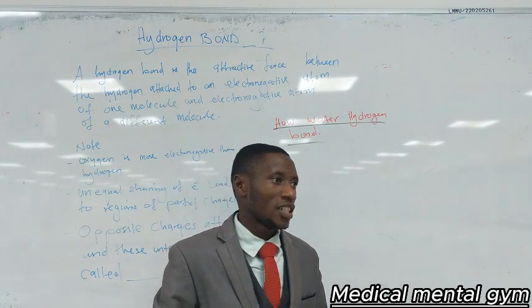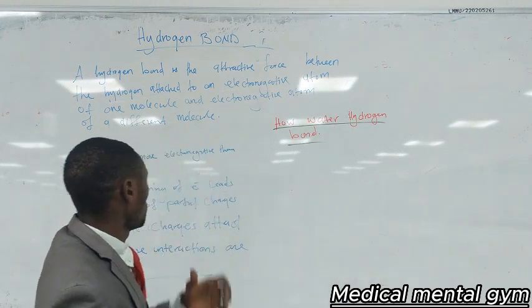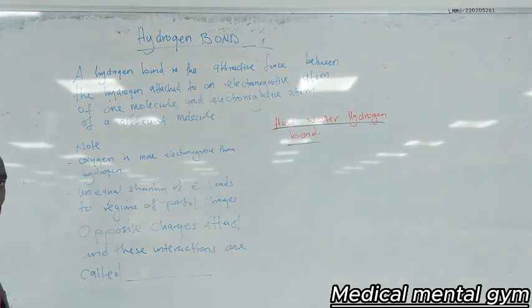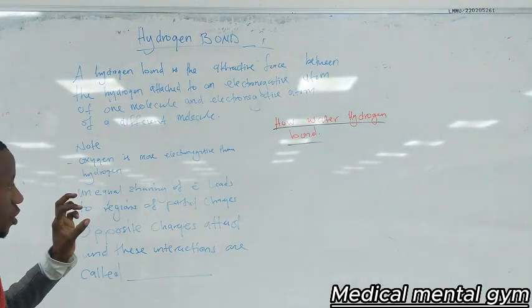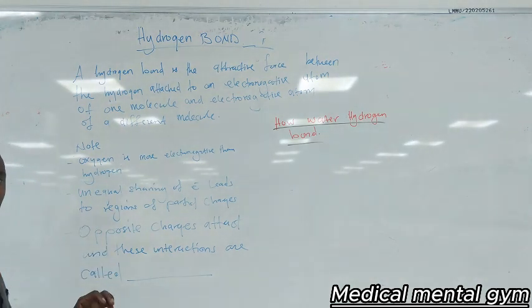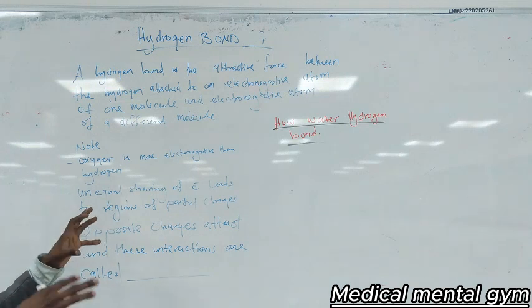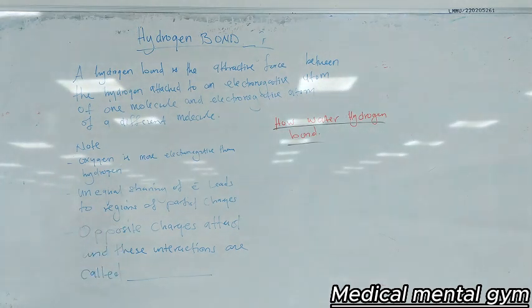Let's dive in and learn how a hydrogen bond is formed and what really is found in a hydrogen bond. Okay, so we have a definition of hydrogen bond on the board. Please follow through as we read this definition because it summarizes everything about hydrogen bonds. We just have to show it physically, how it is happening.